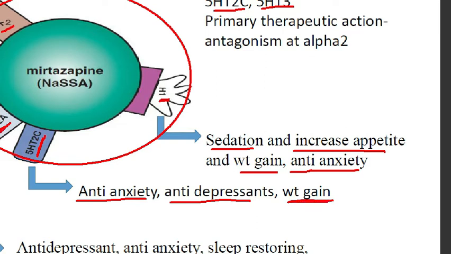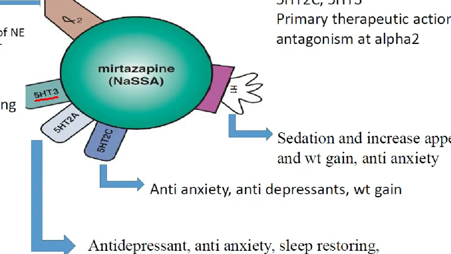By blocking the 5-HT2A receptors, mirtazapine causes antidepressant, anti-anxiety, and sleep-restoring effects. But by blocking the 5-HT2A receptors, it also has the advantage that it does not cause any sexual dysfunction. So remember, sexual dysfunction mostly occurs with the SSRI group of drugs and sometimes the SNRI group of drugs, but mirtazapine does not cause any sexual dysfunction. By blocking the 5-HT3 receptors, mirtazapine reduces vomiting. So mirtazapine is an anti-vomiting drug, whereas SSRI group of drugs are vomitogenic drugs.